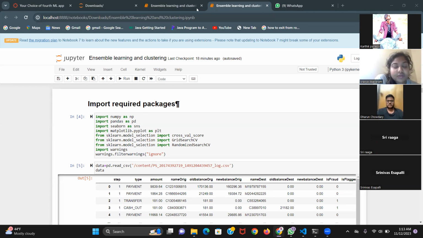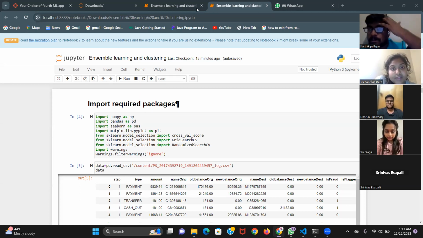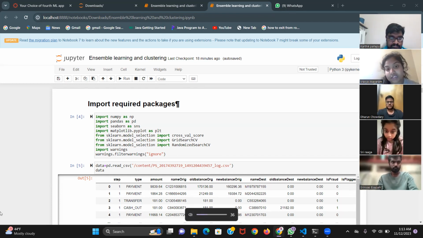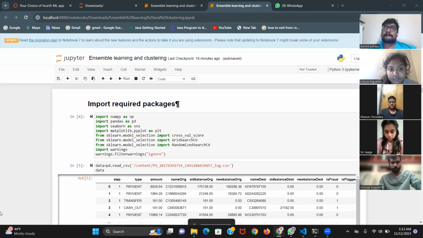Today in this project we are going to learn about ensemble learning and clustering techniques that we are using in this data set. Here first we are importing the required packages like NumPy, Pandas, as we have seen in the earlier assignments. And the data set consists of the financial payments. Can you please scroll down?